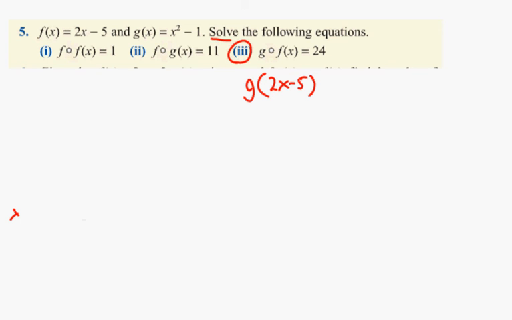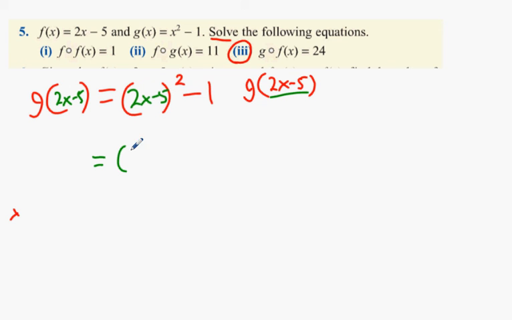So, what's the g function want us to do? Whatever the input is, square it and take away 1. Would everybody agree with that? So what do I have to do with the input of 2x minus 5? Anybody? Got to square it, right? So when I square it, what happens? 2x minus 5 and 2x minus 5. What happens after that? There's a 1 there, isn't there? And what's the output when you choose an input of 2x minus 5? 24. Now you're going to have a big long equation here, okay?